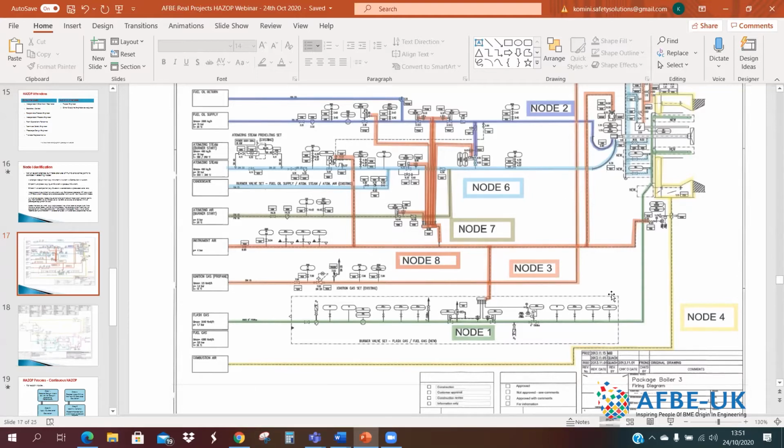different nodes based on the design intent, as we mentioned earlier, because they're intended to do different things.